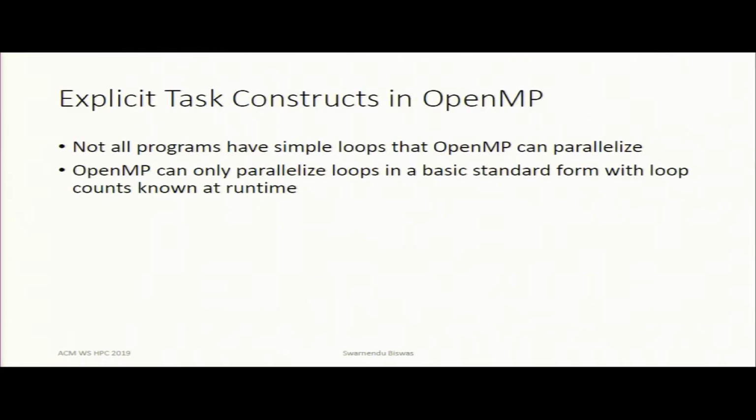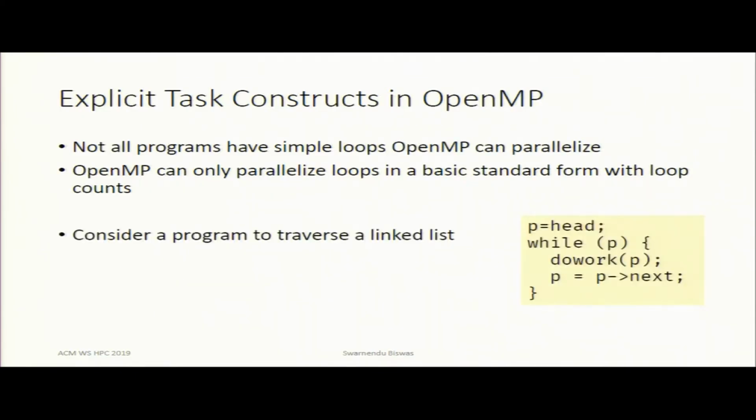So the point is that not all programs have simple loops that OpenMP can parallelize, as we said. If you have a linked list, if you're iterating over a linked list, it's not so easy to parallelize, right? If you have bounds which are not known at runtime, that is difficult to parallelize, right? So then what do you do for cases like this?